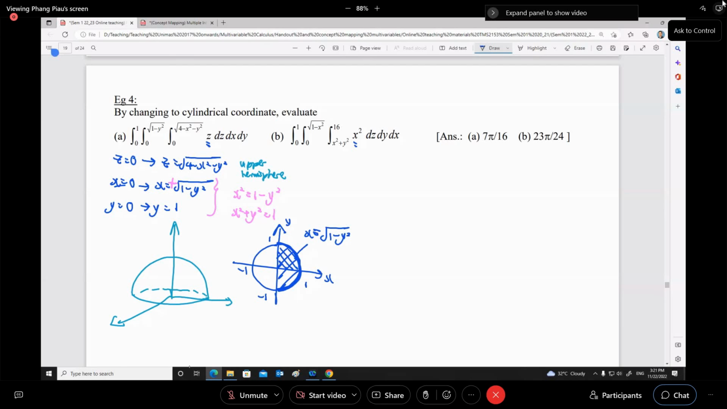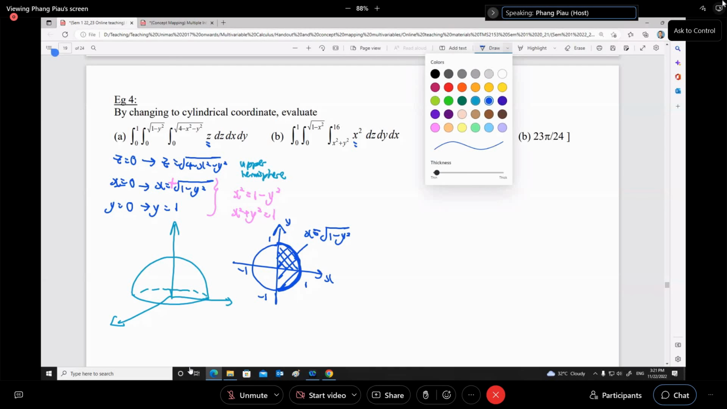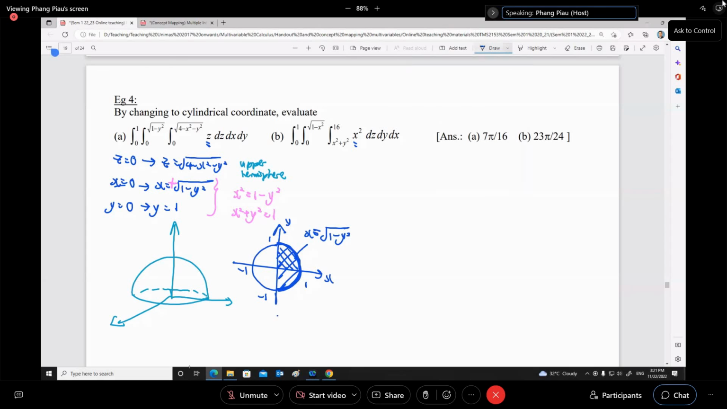As you know, in polar coordinate we do have something like this, so you have to be very careful on this. So you have this positive square root. What we are going to do from here, straight away, you know your theta is from 0 to pi over 2, and your r here is from 0 to 1.